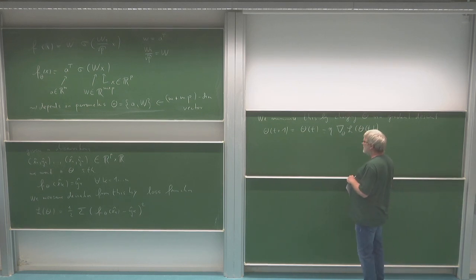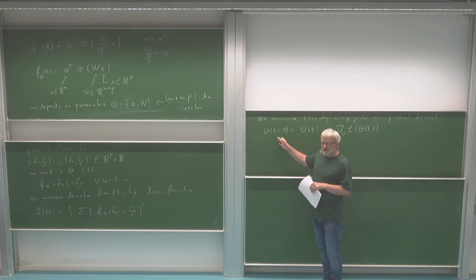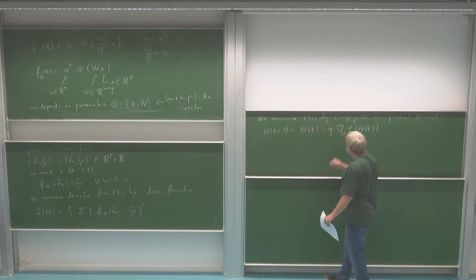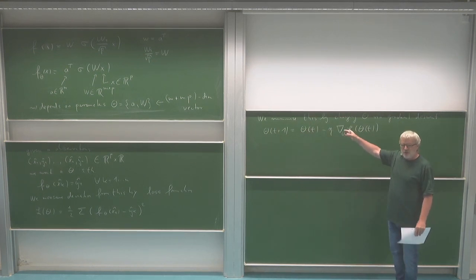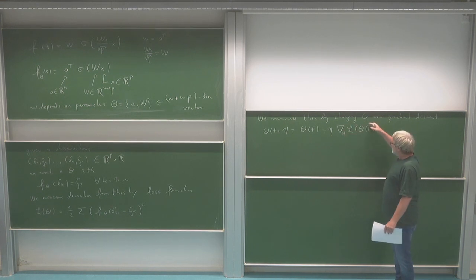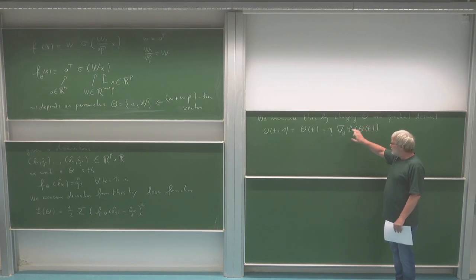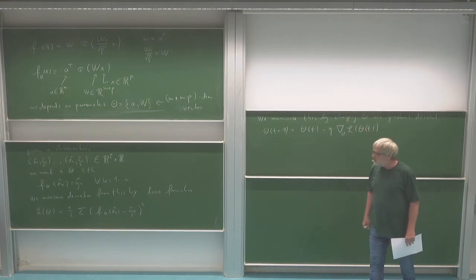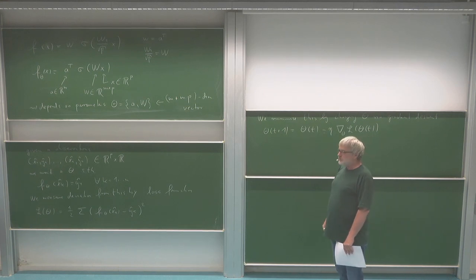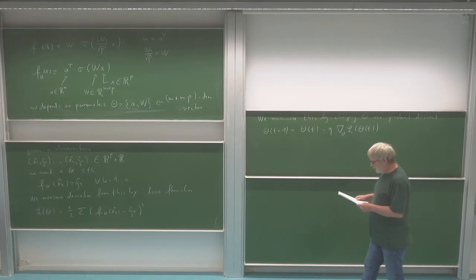Okay. And so I'm writing my parameters as one big vector. And this gradient here is, of course, also a vector which takes the partial derivatives of this guy here with respect to all parameters which I have there. So this is a collection of partial derivatives with respect to the entries of A and with respect to the entries of W. Good.